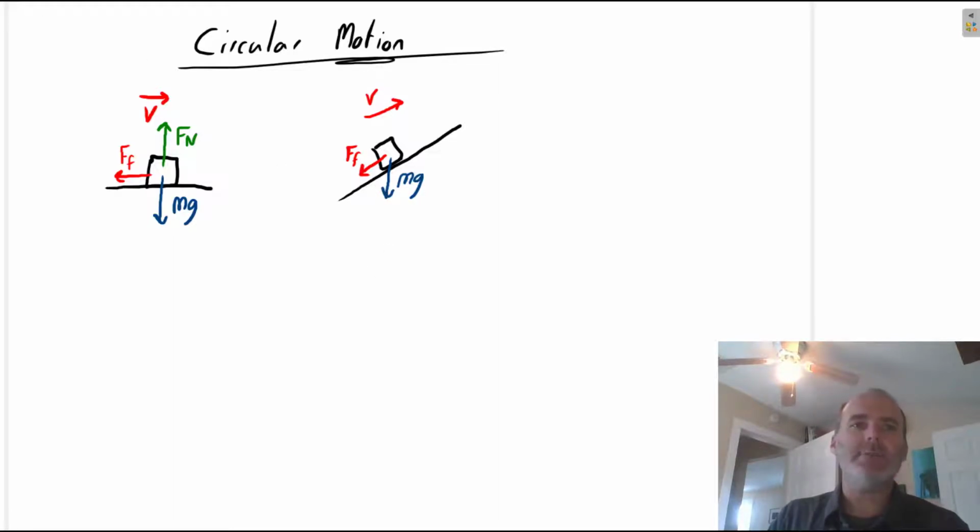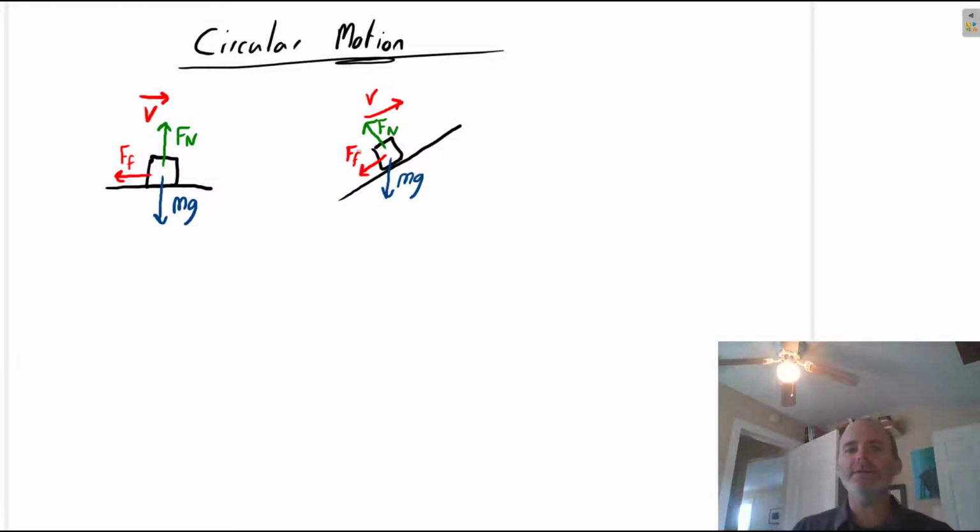Now here's the tricky part, and a lot of people get this mixed up. A lot of people would do something like this. This is a common mistake. They say, oh, we have the weight going down, so the normal force is going up. But this is not right. The normal force is the force of the surface pushing on the object. The surface is at an angle, so the normal force is at an angle.